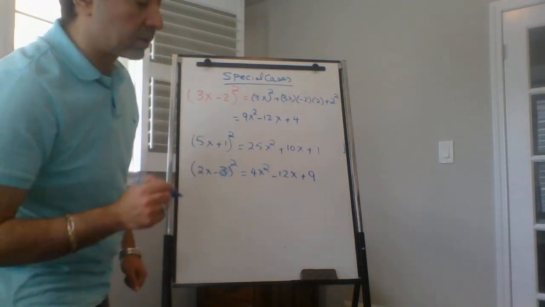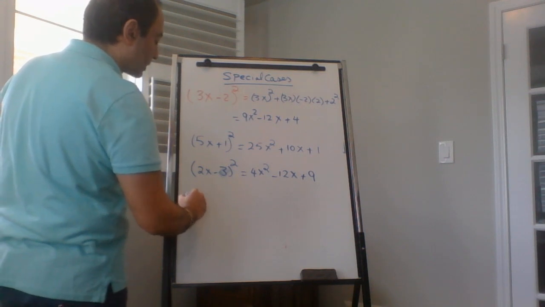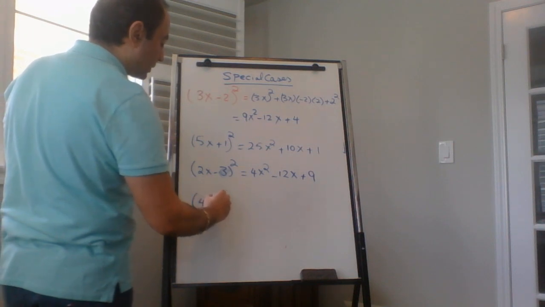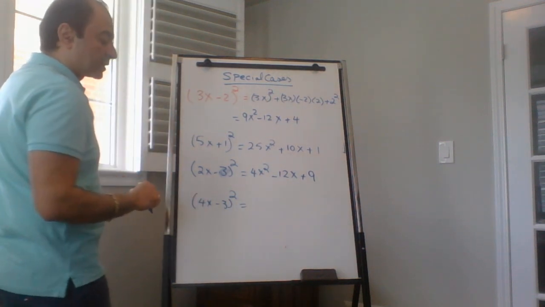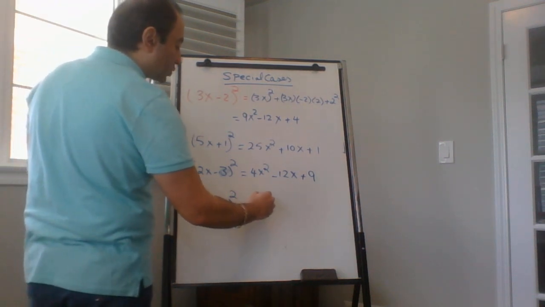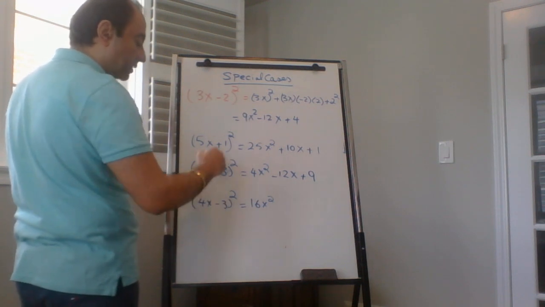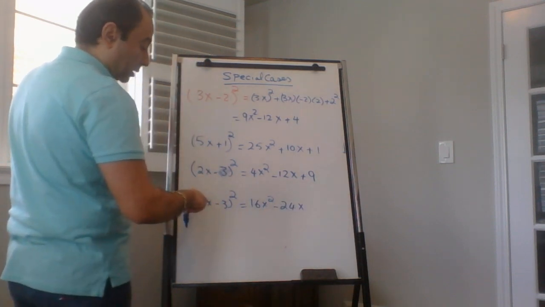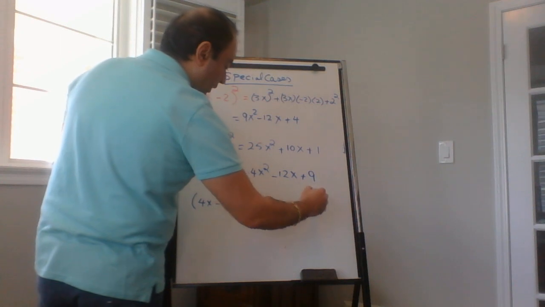Alright, we still can do one more. So let's say I have (4x minus 3) squared. First squared, so 16x squared. First times second is negative 12x, times 2 is negative 24x. Square the second, negative 3 squared is positive 9.